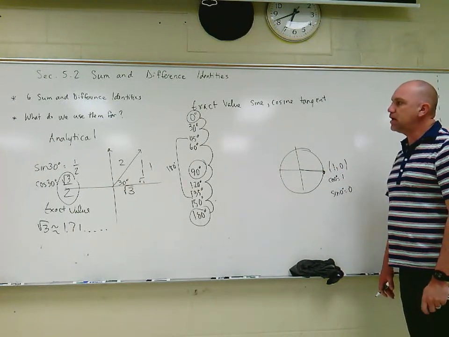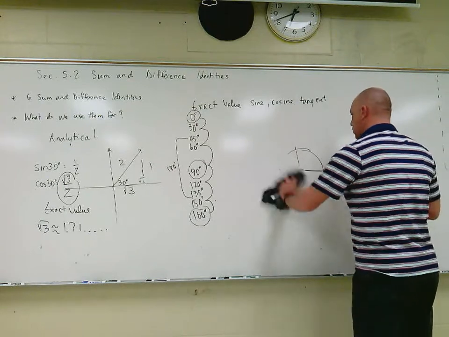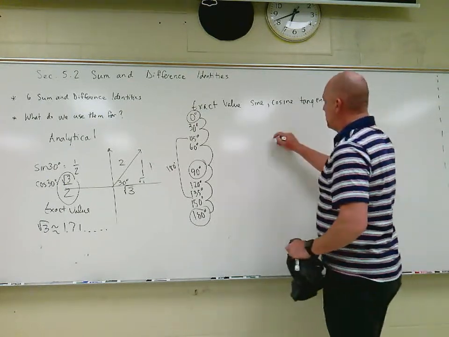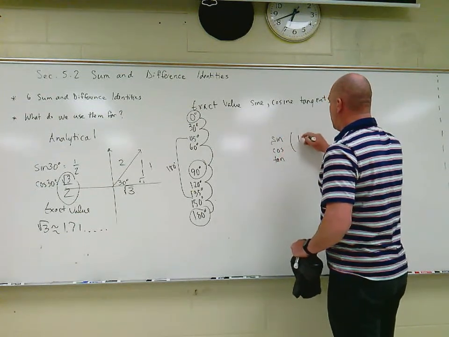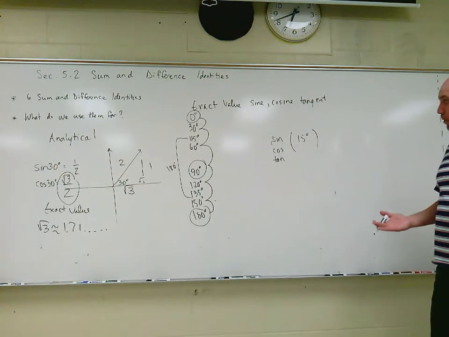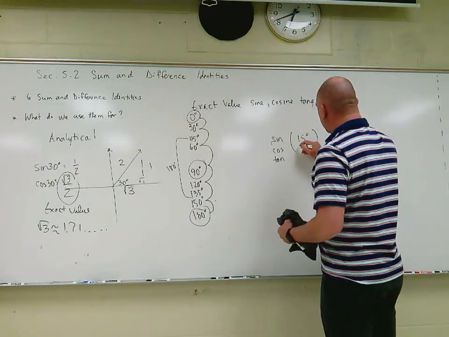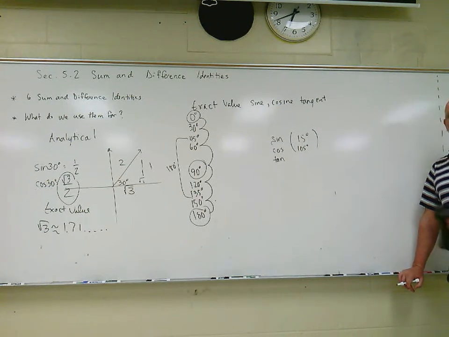Well, today what we're going to do is add to this. So what do we need sum and difference identities for? Here's what we can use them for. We're going to be able to find the sine, cosine, and tangent of maybe 15 degrees. We can't find that right now. Or say 105 degrees. And so on. You'll understand where I'm getting these from, how that's possible. Right now these are just two examples.